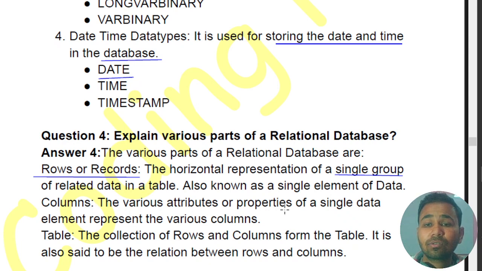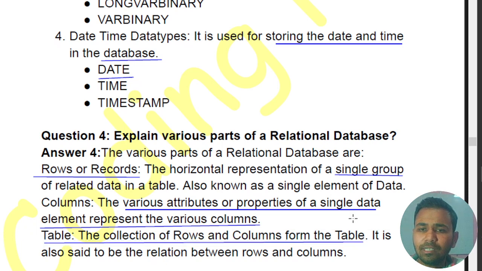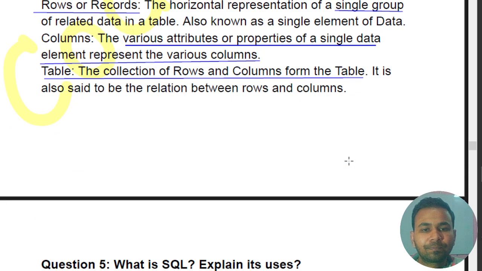The various attributes or properties of a single data element represent the various columns. So the columns are the different parts of the records, the different attributes or properties of that element, described by the various columns. Now the table: the collection of rows and columns forms the table. When we combine rows and columns, we form the table. That is the main building block of the relational database. Everything that is present in the relational database is in the form of tables.